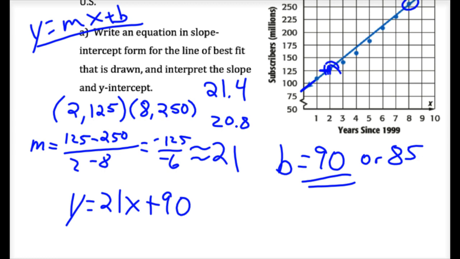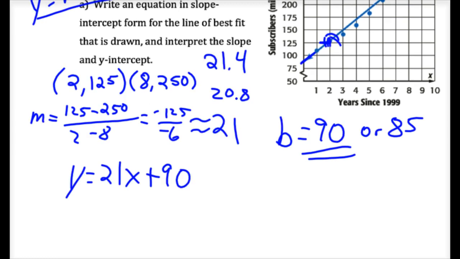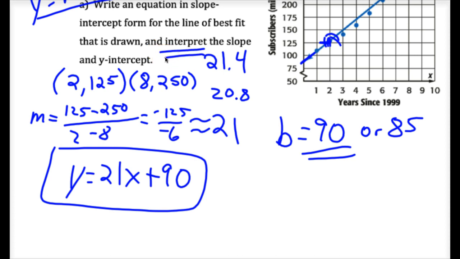Okay, now this is the hard part. You have to interpret the slope and the y-intercept. That means you have to say something intelligent about the slope. So here's my question. What does 21 represent in this problem? The years? The slope? No, that doesn't cut it. For this problem, what does 21 represent?